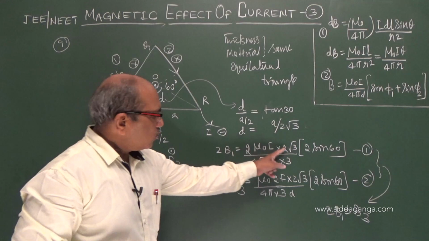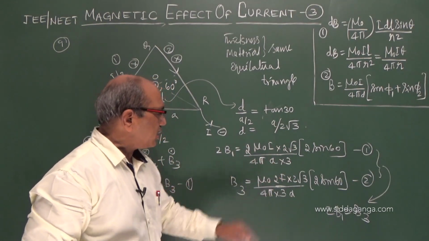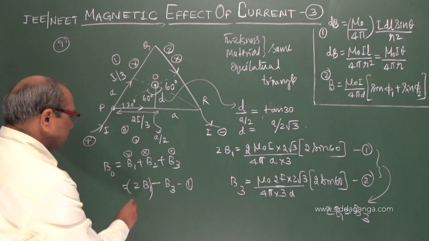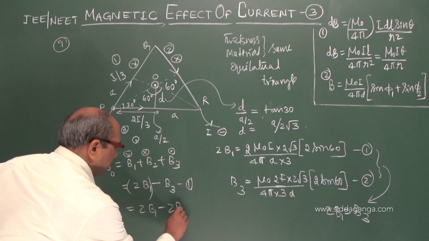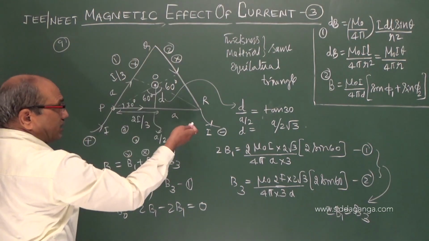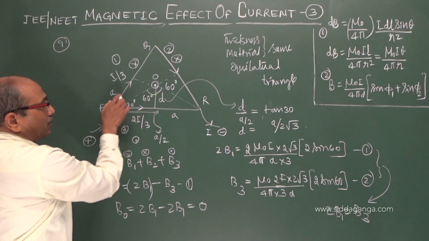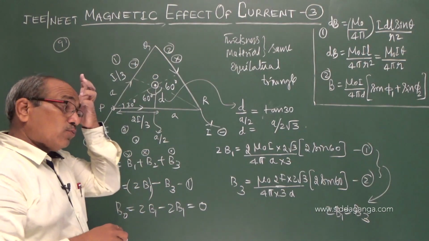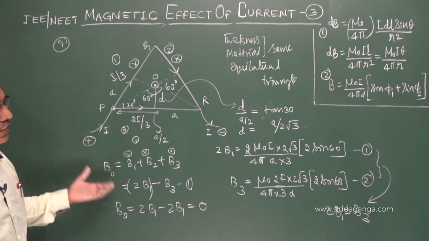Because 2 cancels, root 3 cancels, mu naught I cancels, 4 pi A cancels, 2 sin 60 cancels. Therefore, it becomes 2B1 minus 2B1 equal to 0. Magnetic field at the center is zero. Whatever the length of the wire taken, if they divide the current into two parts in a loop, the magnetic field at the center becomes 0. That is what I showed in this case, how that field leads to 0 value.